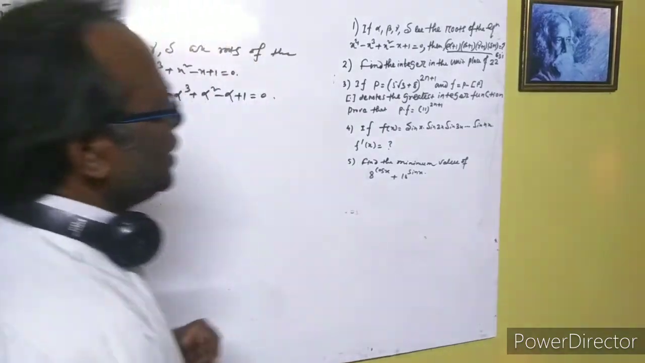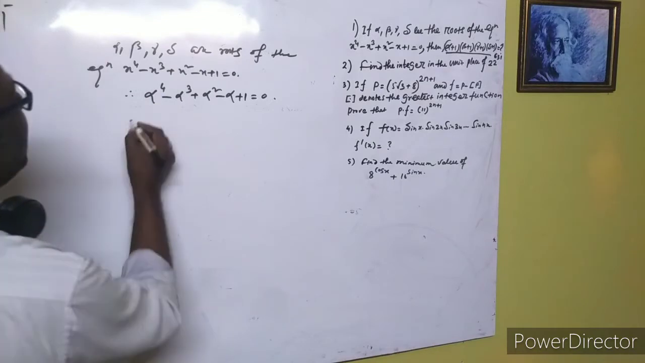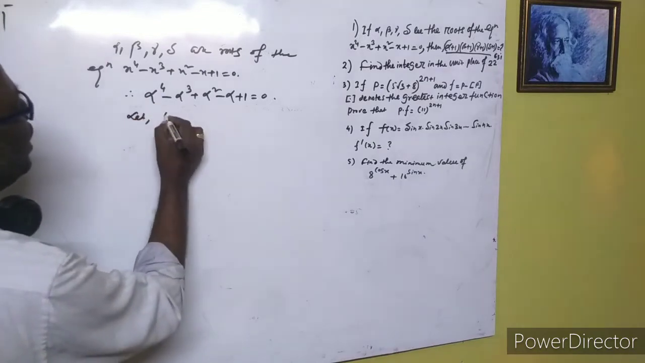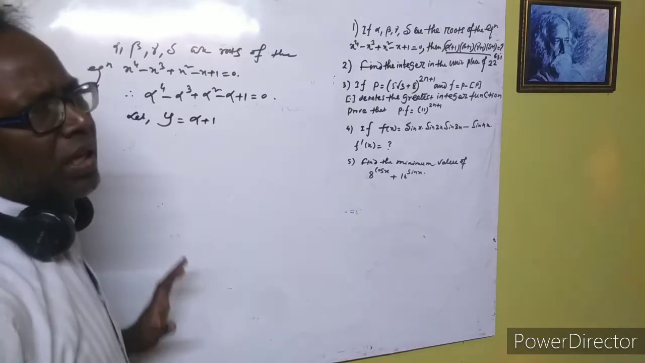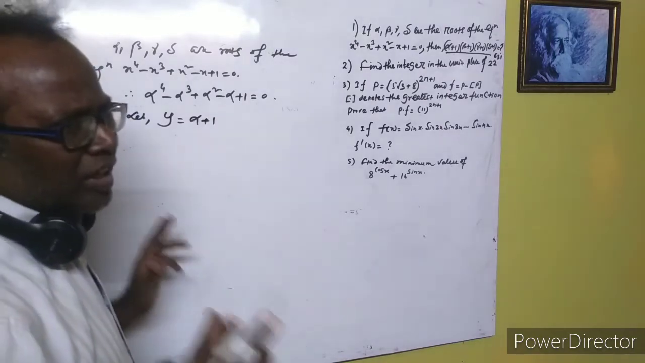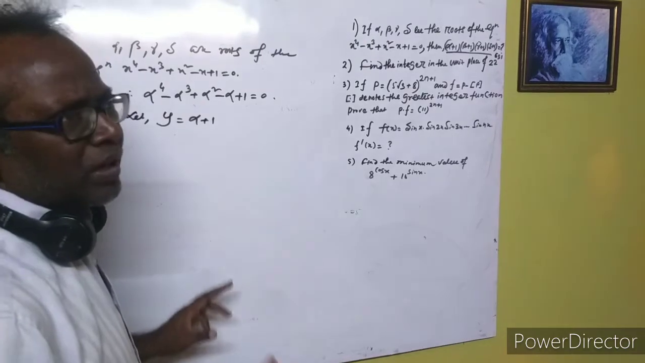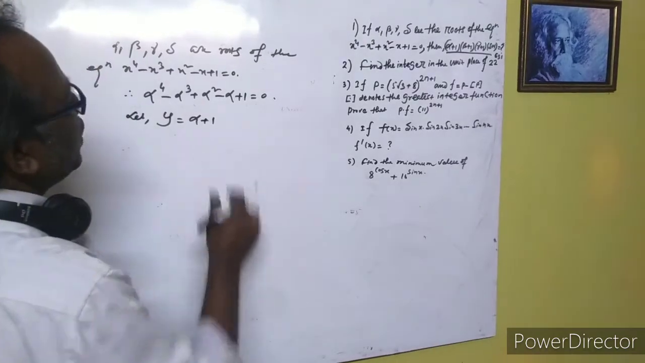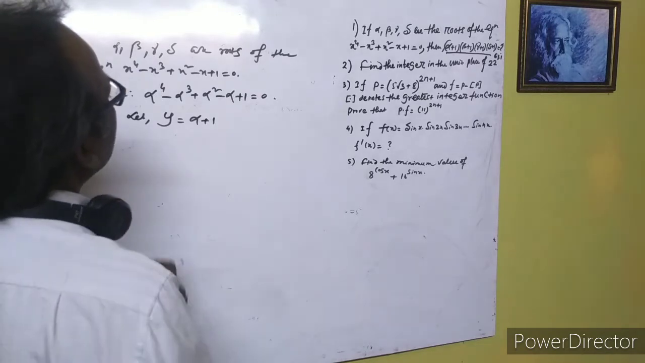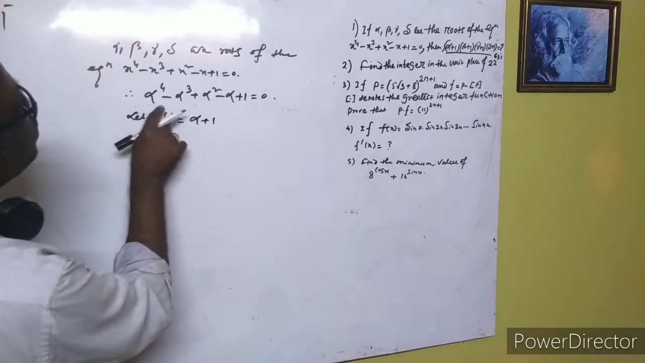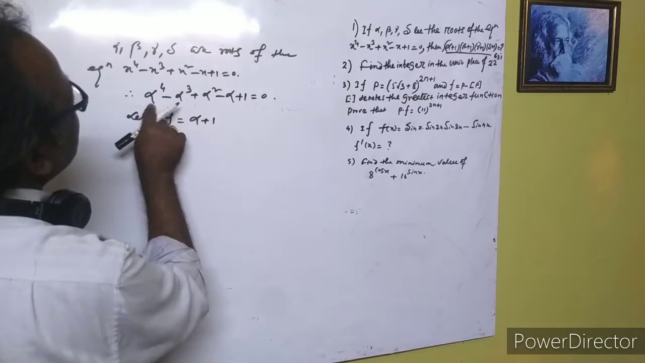Okay, let us assume y is equal to alpha plus 1. So now we are forming an equation whose roots are alpha plus 1, beta plus 1, gamma plus 1, and also delta plus 1. That is why we assume alpha plus 1 as y. As alpha is a root of this equation, we can substitute here.